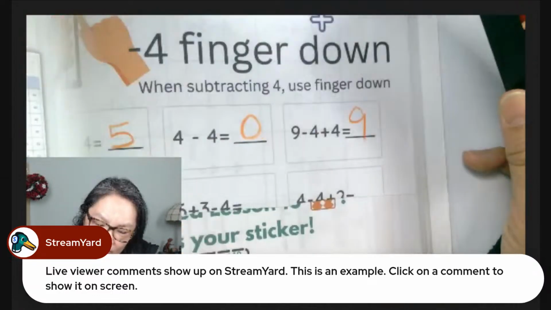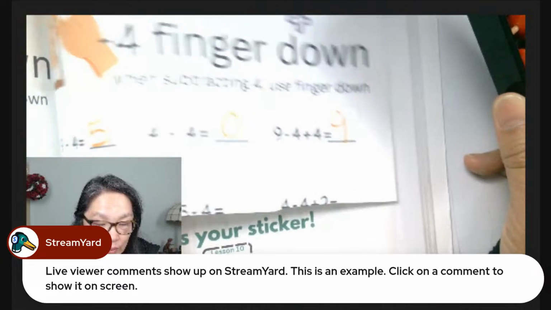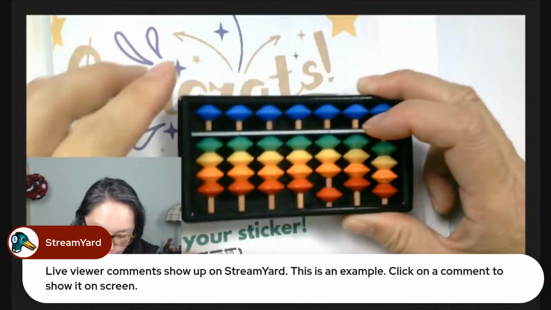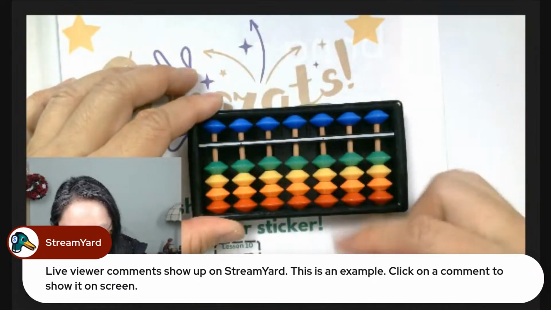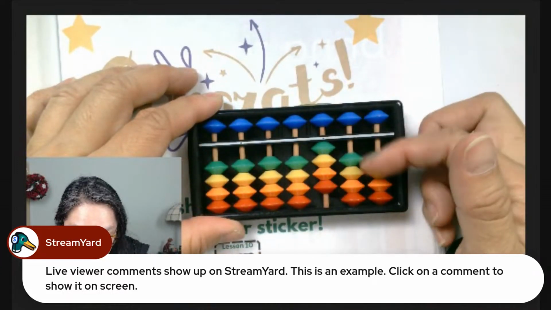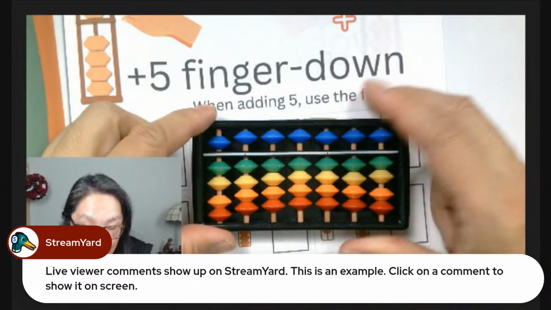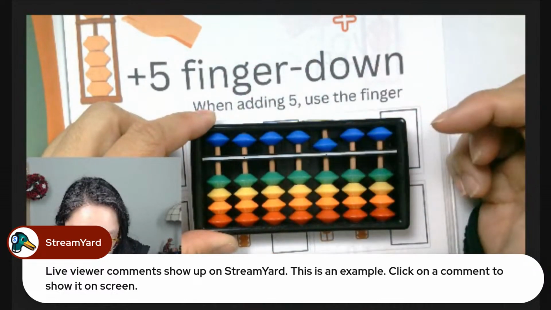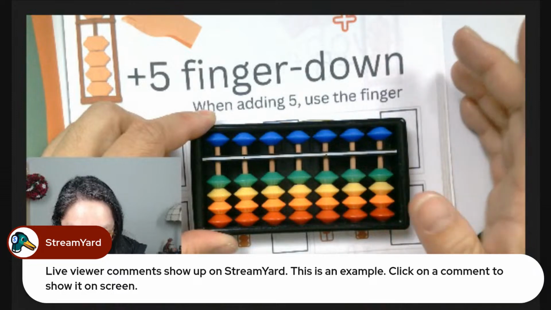But wait, we've only done 4. Yeah, that's the way I wanted to keep within the structure of the abacus. So we just did adding the 4 and we did the takeaway of the 4. Now what we do is after that we do adding of the 5. Adding of the 5 is the same thing. We add the 5, we go to the horizontal bar, we take it away from the horizontal bar.